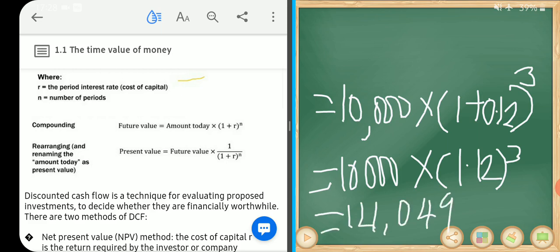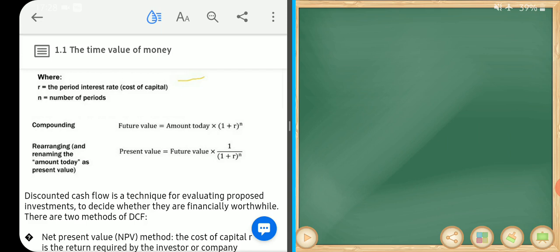14,049. That is, if you invest 10,000 naira today and you are expecting an annual interest rate of 12% for the next 3 years, the amount you will have, your future value, will be 14,049 naira. But if it's the other way around, we want to get the present value.